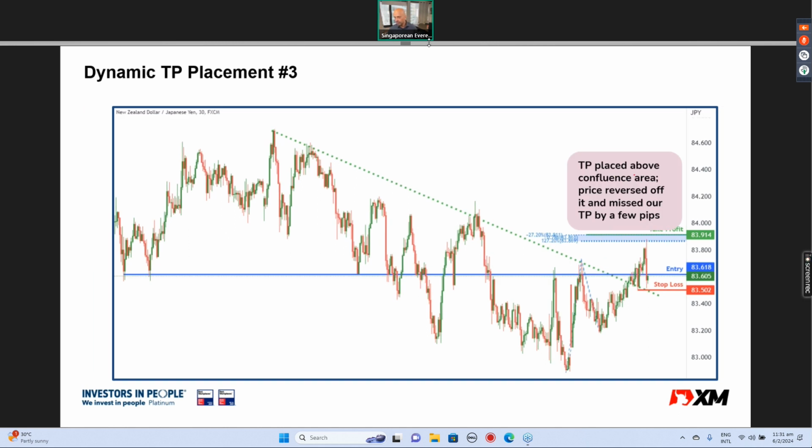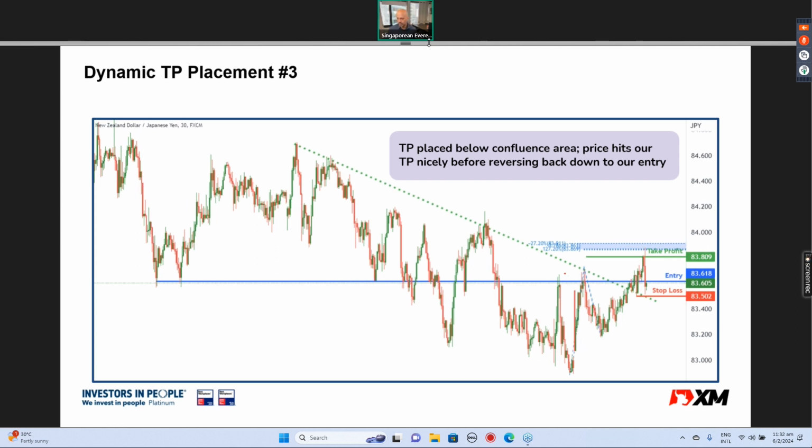So in this case, we can see by having the TP placed above the confluence area, price actually reversed just underneath it, missing the TP by a few pips before dropping all the way down to our buy entry. That is why when we have identified a major confluence area via Fibonacci, in this case, because this is a long position, the TP should ideally be placed slightly below it, right? By placing the TP slightly below this confluence area, we are increasing the probability of a successful trade.